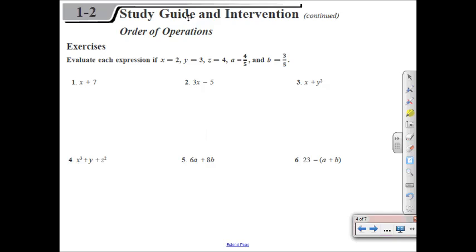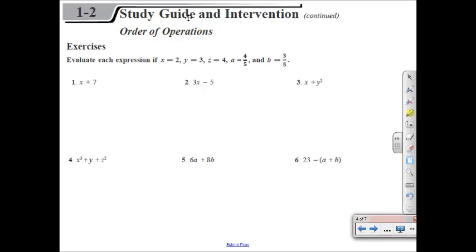This is 1-2 Order of Operations, Study Guide and Intervention, the back of the worksheet that we did in class. So as we talked about in class, evaluate means to find the answer. And when you're given a variable expression, like the ones given here on this page, when they ask you to evaluate, they will tell you what every variable equals. And then what you need to do is put that number in anytime you see the variable.